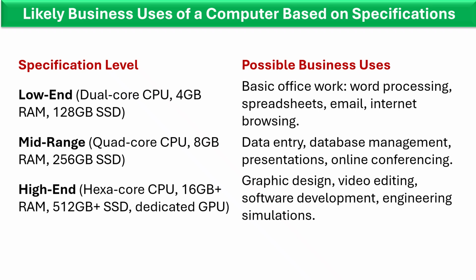Here, let's talk about the likely business uses of a computer based on specifications. So we'll try to figure it out in a form of specification level and then possible business uses. So at the lower end, we'll need a computer with dual core CPU and a 4 GB RAM, 128 GB SSD storage.